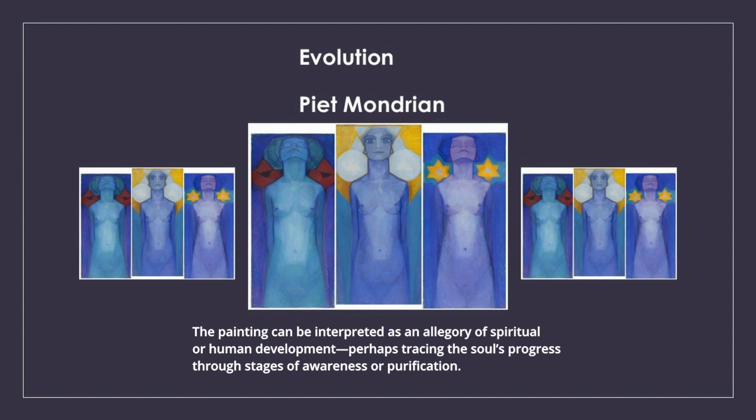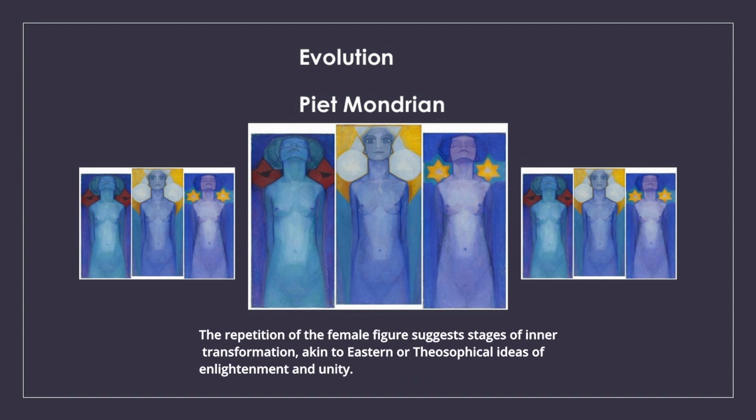The painting can be interpreted as an allegory of spiritual or human development, perhaps tracing the soul's progress through stages of awareness or purification. The repetition of the female figure suggests stages of inner transformation, akin to Eastern or theosophical ideas of enlightenment and unity.